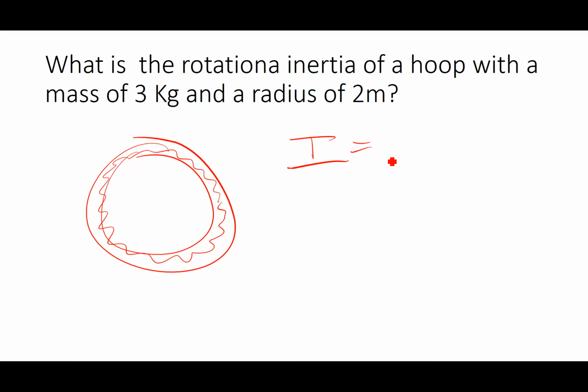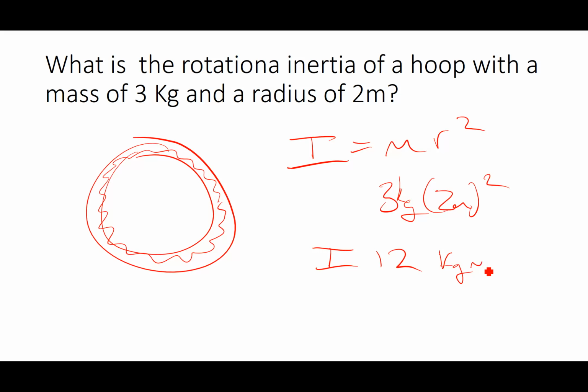So for a hoop, I is equal to mr squared. My mass is 3 kilograms, my radius is 2 meters, and that whole guy gets squared. 2 squared becomes 4. 4 times 3, my rotational inertia here is 12 kilogram meter squared. Those are just the units. They don't have anything cool like newtons, but that is the rotational inertia for my very large hoop.